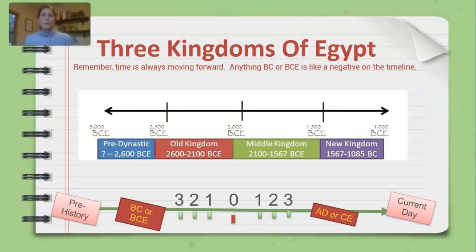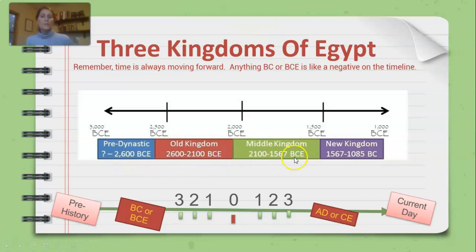So three kingdoms of Egypt. Remember, time is always moving forward. Anything BC or BCE is like a negative on a timeline. So here we take a look at the timeline of the three kingdoms of Egypt. Everything is BC. So we've got the pre-dynastic cycle, which was prehistory to about 2600 BCE. We're not really sure where that was. Old Kingdom 2600 to 2100. These are the three main ones that we're going to be talking about today. The Middle Kingdom is 2100 to 1567 BCE, and then the New Kingdom is 1567 to 1085 BC. And you can see these numbers are going downwards.